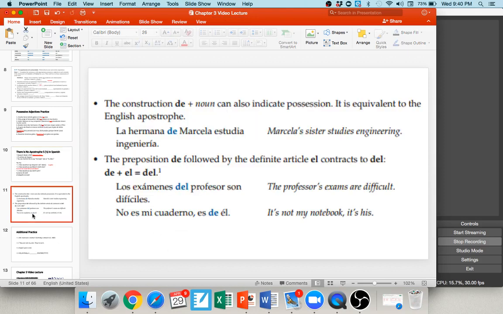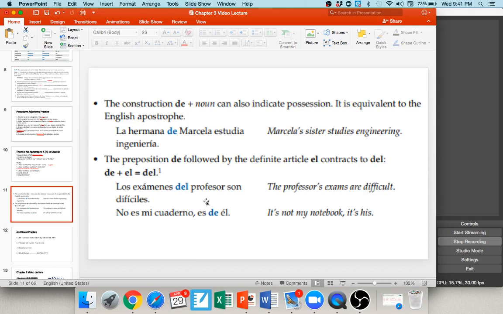Okay, one more thing to note here. As we're doing that thing showing possession where we say the book of Janet, the cat of Matthew, and so forth, one thing that you do need to know is whenever you have a de followed by el, in Spanish, this is what we call a contraction. It forms del. And the reason why, if you try to say de el very fast, it automatically becomes del.